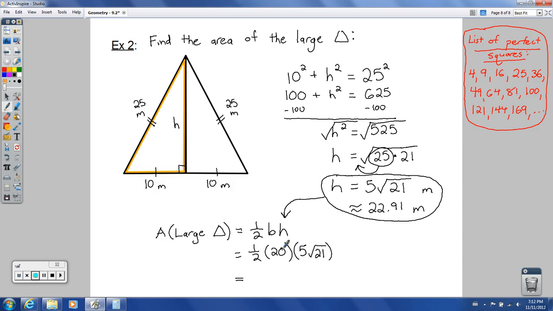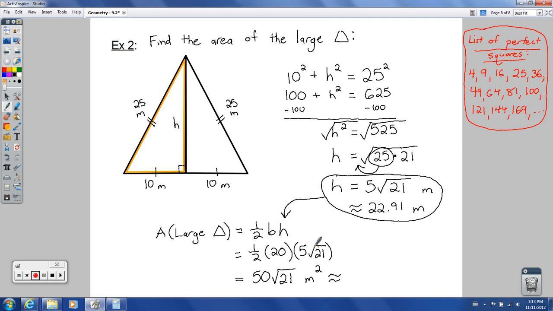So what's half of 20? Half of 20 is 10, and 10 times 5 is 50. So you have 50 times radical 21. You would have this many meters squared, because it's an area. It's meters here times another meter measurement here. So it's meters times meters, giving you meters squared.